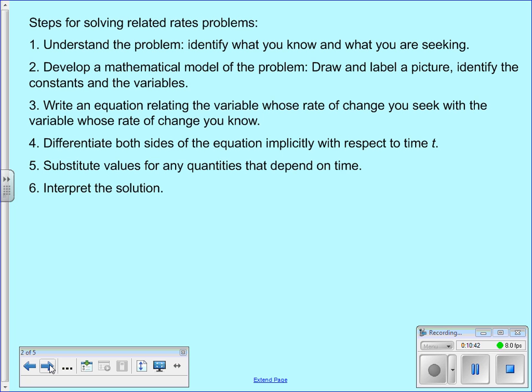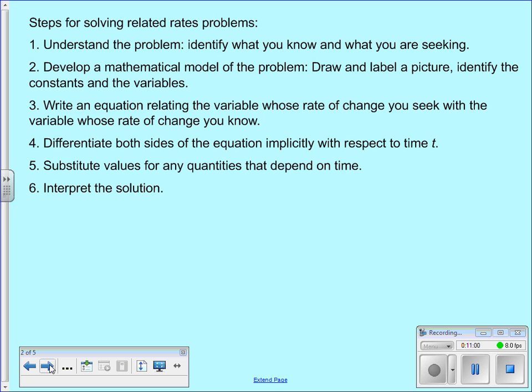What do you know? Oh, the radius is this, the volume is this, the height is this, this is the formula. What am I looking for? Oh, I'm looking for the rate of change of volume, or I'm looking for the rate of change of this. Okay? Develop a mathematical model for the problem. Draw and label a picture.